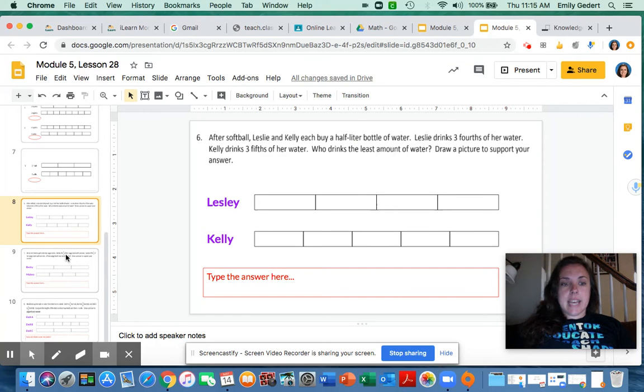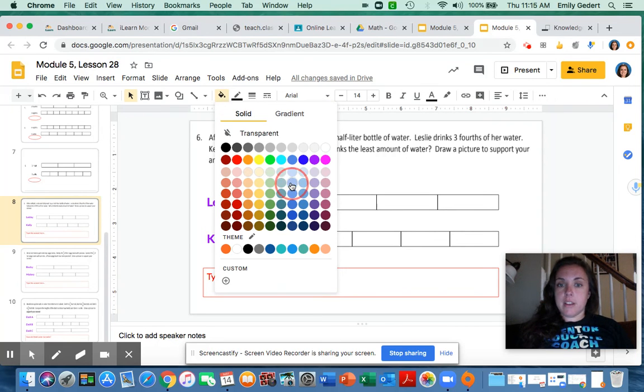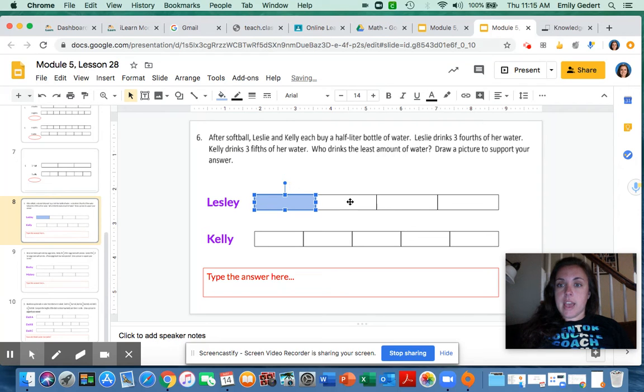Slides 8, 9, and 10 are also similar, and they're similar to the problems you just did, only it's connected with a story problem. So you are going to read the story problem to find out what fractions Leslie and Kelly did. They were drinking water. It says Leslie drank 3/4, so you need to shade in 3/4. So grab it just like we did before. Fill color. Okay. And do that 3 times. And then Kelly drank 3/5. So you're going to color in 3/5. I already drew it for you to help you out with that.